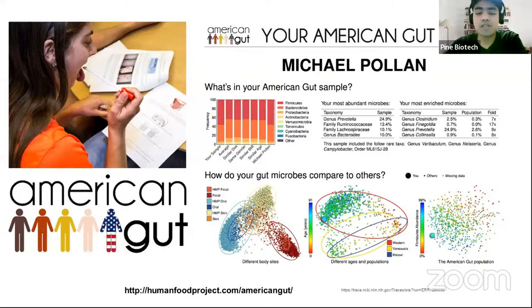one of the major landmarks in the development of this understanding and knowledge was the American Gut Project. In this particular project, huge data samples were collected from many participants all across the United States of America, and these samples were analyzed to understand the population of microbiome residing in our gut.